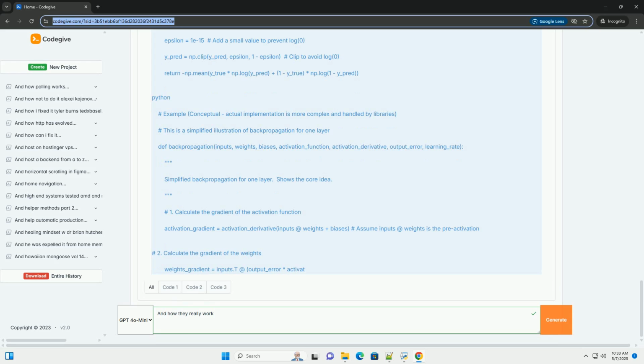TensorFlow and Keras are popular libraries for building and training neural networks. Keras provides a high-level API that makes it easy to define and train models, while TensorFlow provides a more flexible and powerful low-level API. 1. Simple feed-forward network with Keras. 2. Convolutional neural network, CNN, for image classification, MNIST dataset. 3. Recurrent neural network, RNN, for text classification, IMDb dataset.